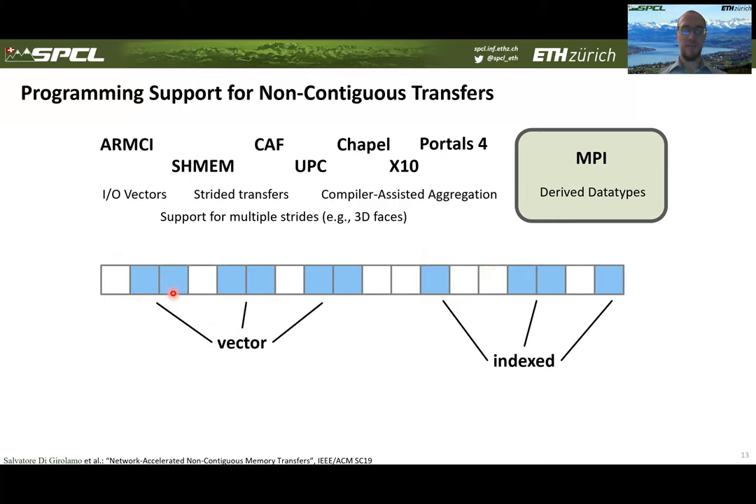So for example, we can say, well, these first six blue elements form a so-called vector data type. And these remaining four blue elements form an index data type. Together, we can combine them into a struct. So each MPI derived data type forms a tree of these subtypes that eventually will be a basic type, like these blue elements are basic types.